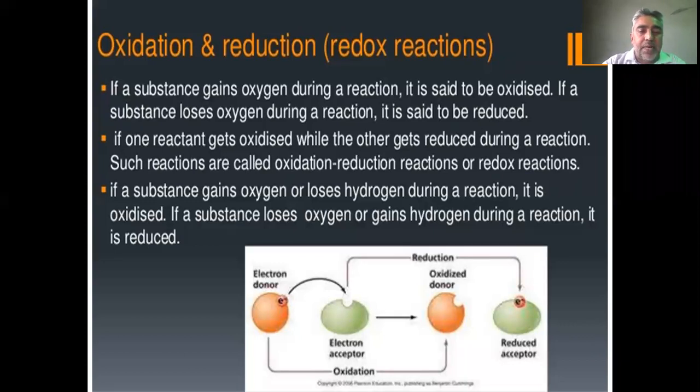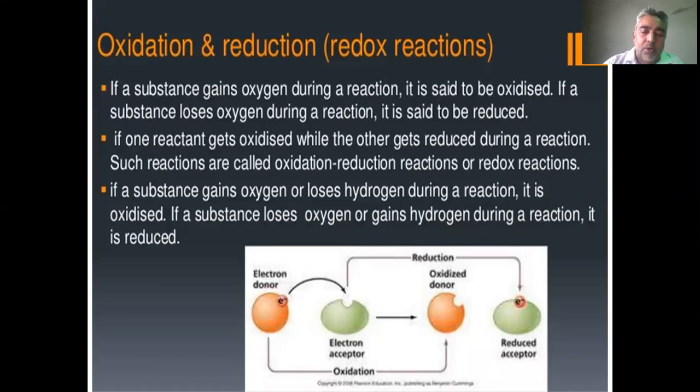If one reactant gets oxidized while the other gets reduced, suppose in any reaction one is getting oxidized, then the other will be reduced. Such reactions are called oxidation reduction reactions, or redox. If a substance gains oxygen or loses hydrogen during a reaction, it is oxidized. If a substance loses oxygen or gains hydrogen, it is reduced.